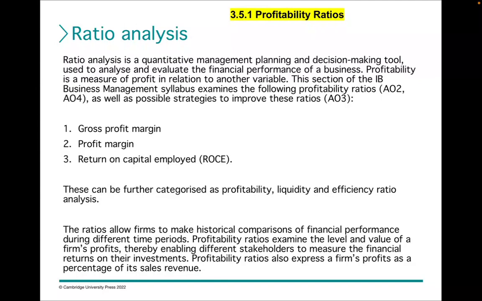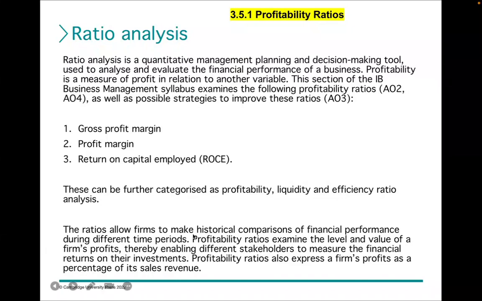Profitability is a measure of profit in relation to another variable. So in the IB business management syllabus, we look at three ratios, which are gross profit margin, profit margin, and return on capital employed. We're going to go into further detail on each one in the upcoming slides. After these, we'll be going into liquidity and efficiency ratios in the upcoming unit chapters.